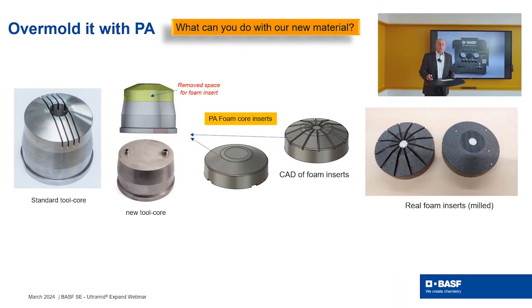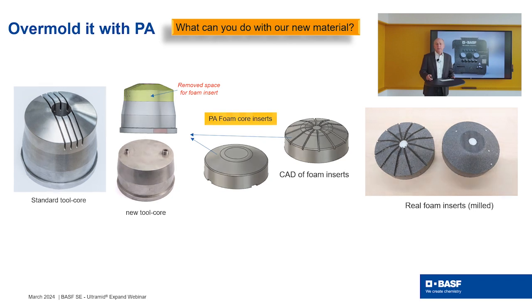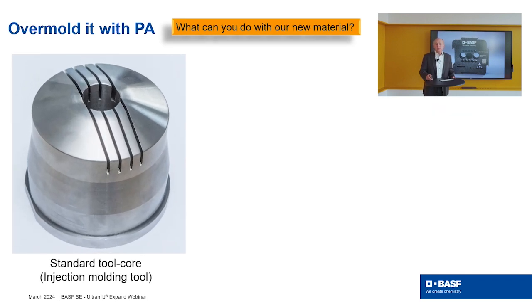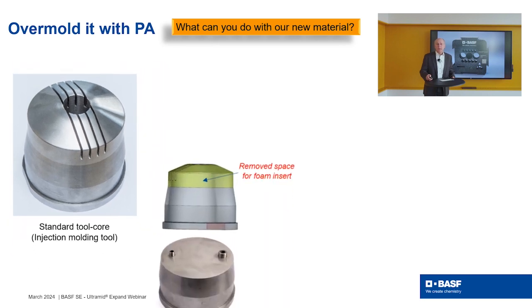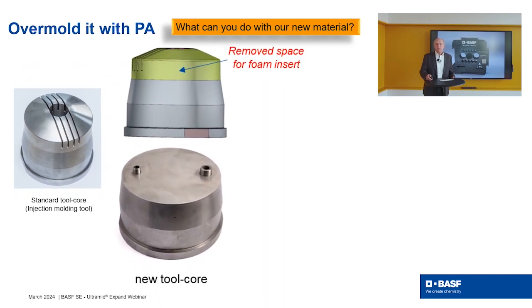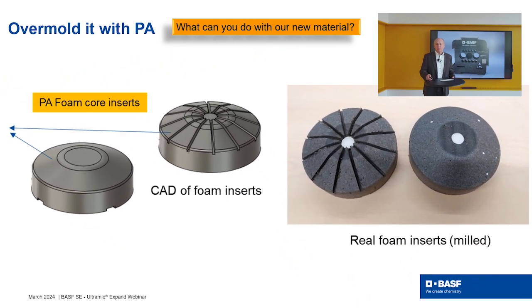Another thing that you can do with our foam is you can overmold it. So let's have a closer look here. On the left side you see an insert of an injection molding tool. This is the core side, and the polished area is normally made of metal. But in order to show and prove that we can overmold it, we took away this metal part, the green area that is indicated here, and replaced it with foam inserts. Here on the left side you see the CAD model, on the right side you see the real milled parts. These are not foamed in place, but milled out of a plate.